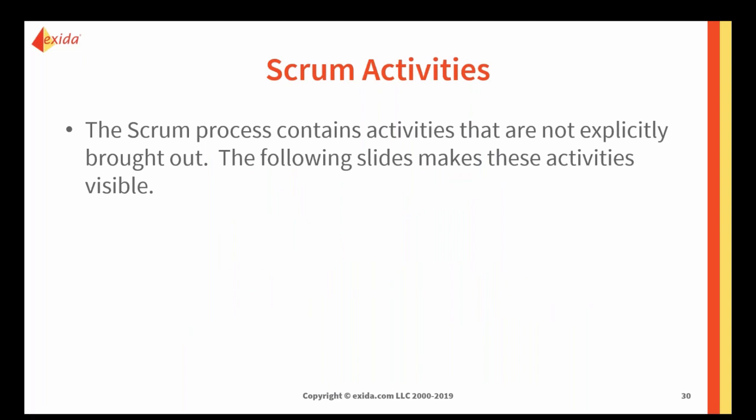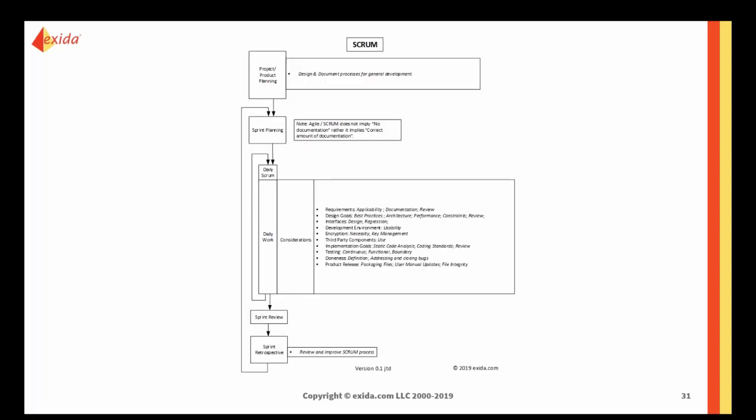Now, if you look at that Scrum picture, there's a whole bunch of activities that go on that are not explicitly brought out there. So I made those activities clearer by putting them into a poster-like format, and we'll start looking at those. The reason this is important is that when I incorporate the 62443 requirements, it maps to the same overall structure. It just adds some detail to it. But we'll look at each of these parts individually.